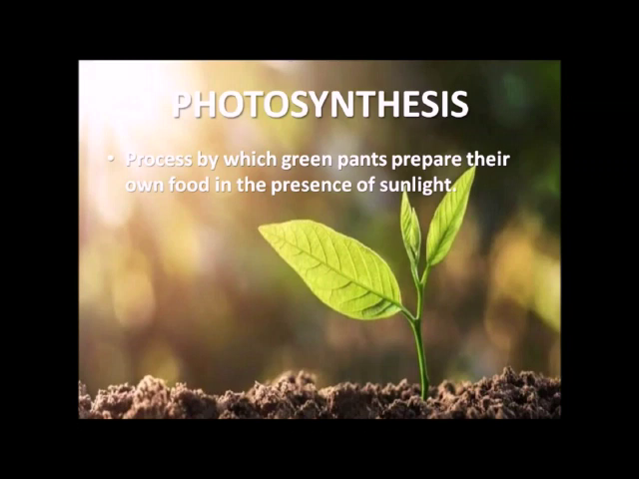Plants prepare their own food by photosynthesis. Photo means light and synthesis is to synthesize, that is to prepare something. So photosynthesis is the process by which green plants prepare their food in the presence of sunlight. Sunlight is very significant here, and the other significant thing is green plants. That is, sunlight and green plants are the two necessary things for photosynthesis to happen.